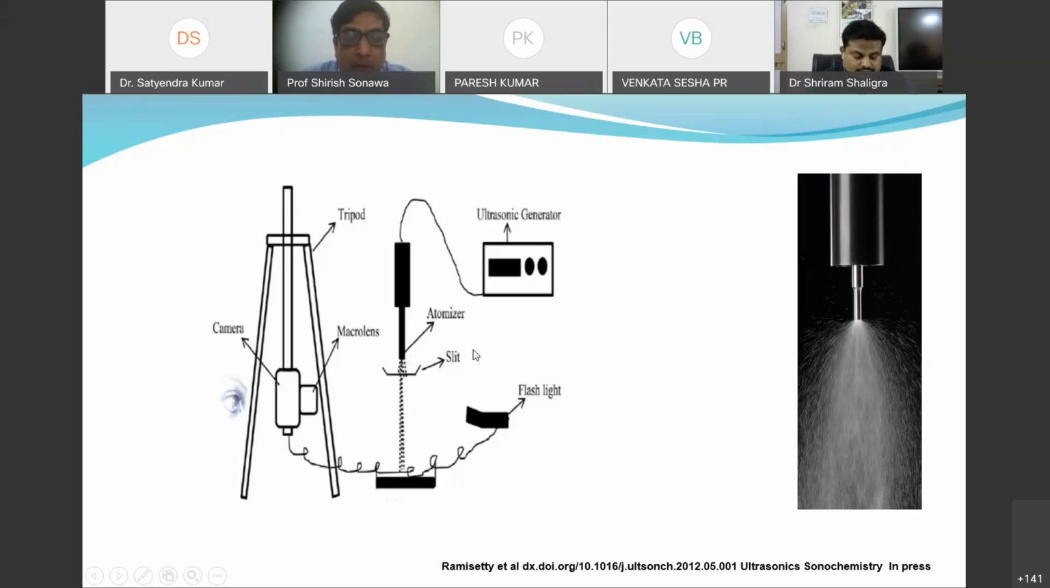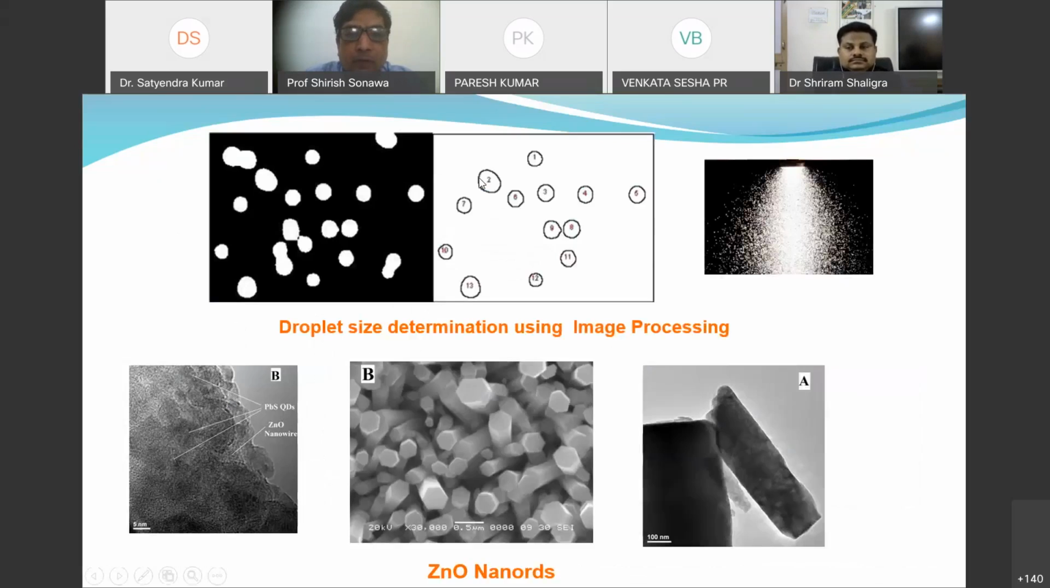Now, how to understand what the droplet size is? Basically, we can use a micro lens with a high shutter speed camera. For example, the shutter speed should be around 6,000 to 10,000 frames per second. If you capture the images with that camera and use image processing software, you can find out the Sauter diameter of this droplet. So through this image processing, we can find out the droplet size.